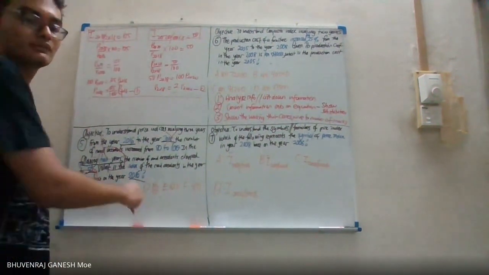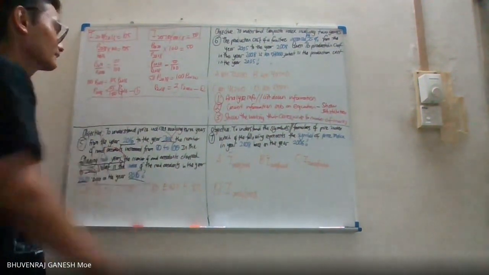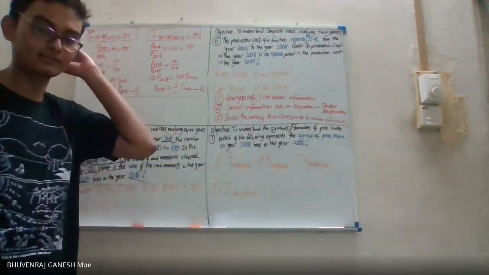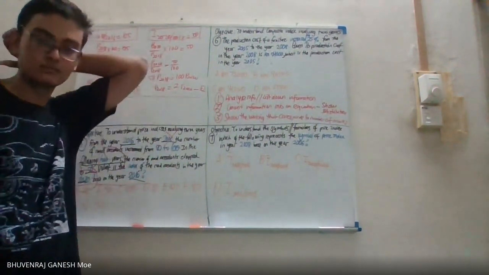Remember this part of the question: 2020 base 2016. Don't do the opposite way like you did just now, 2016 over 2020.